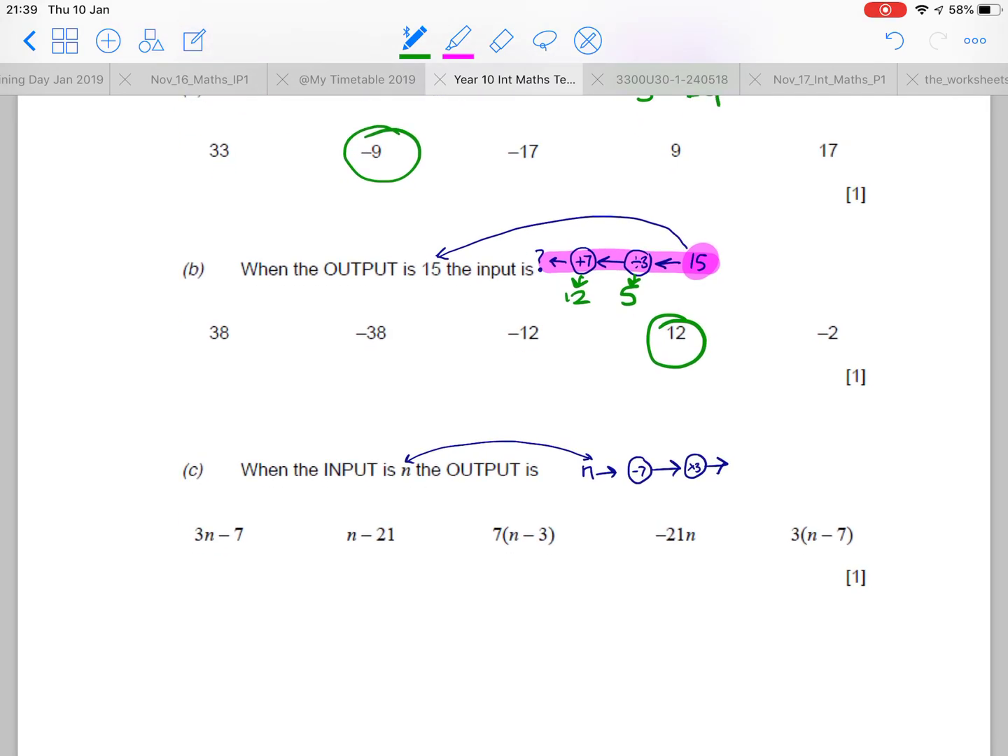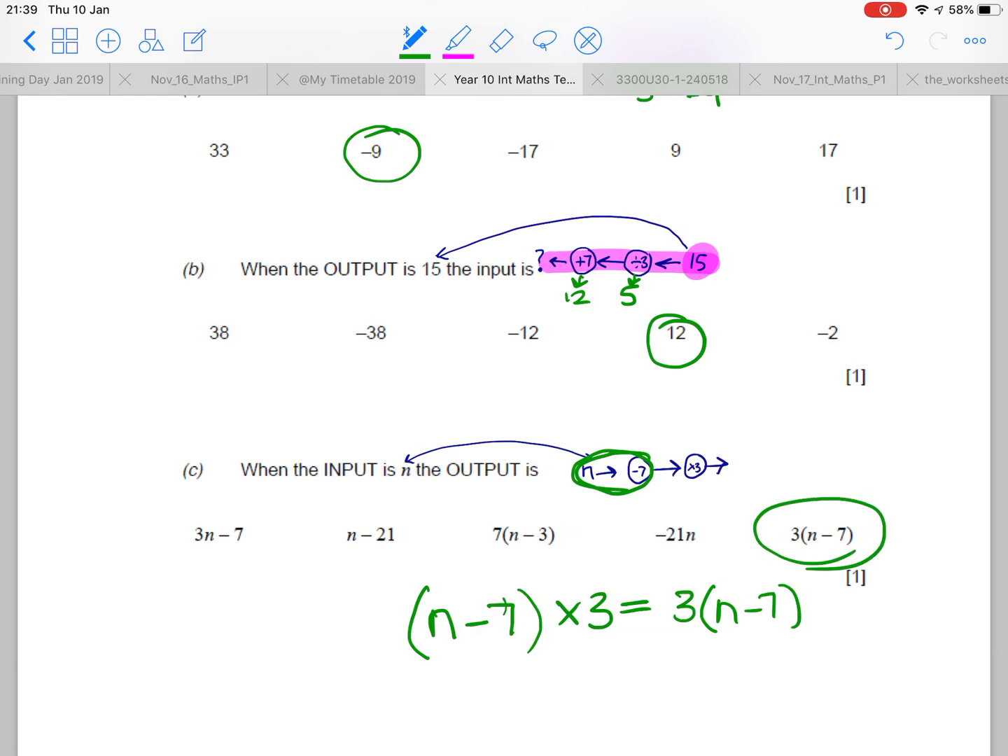The last part in terms of algebra, because this part of the equation has to be done first, n minus 7 in a bracket makes it priority. Then you want that multiplied by 3. The n minus 7 in the bracket is the priority, but quite often the multiplying 3 will be put at the front just to keep things tidy.